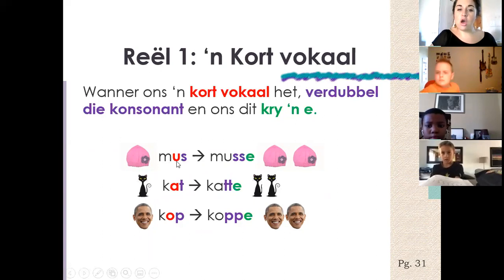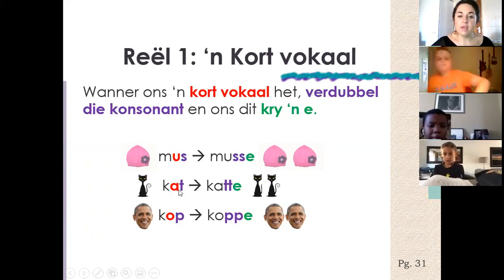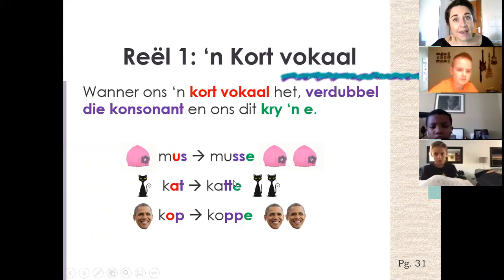Can you see the a is a kort vokaal? Yes. Now we're going to double the consonant. Here's our consonant, we double it and we add an e. Kat is a kort vokaal. We take the consonant, we double it and we add an e. So dit word kat, kat, mus, musse.